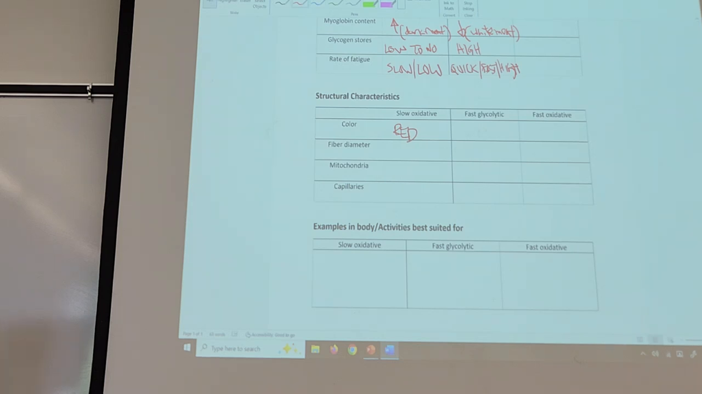So slow oxidative fibers, because they have such a high myoglobin content, are going to be more reddish in color. They're going to have a nice red sheen to them. Fast glycolytic, because they have low to no myoglobin content, are going to be more white. We're saying red because there's high myoglobin content, white because there's low myoglobin concentration.